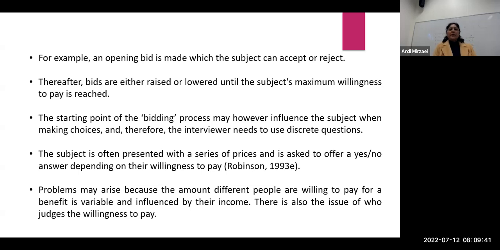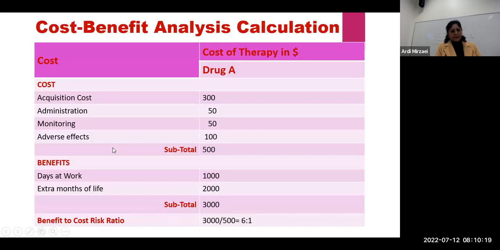The starting point of the bidding process may, however, influence the subject while making choices, and therefore the interviewer needs to use discrete questions. The subject is often presented with a series of prices and is asked to offer a yes or no answer depending on their willingness to pay. Now, problems may arise here because the amount different people are willing to pay for a benefit is variable and influenced by their income. There is also the issue of who judges the willingness to pay.